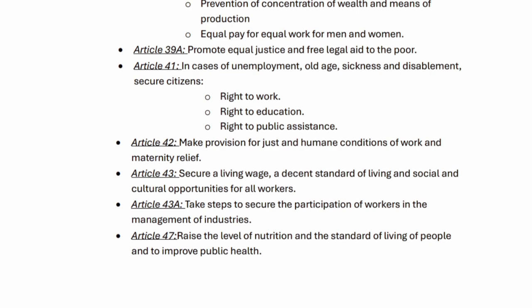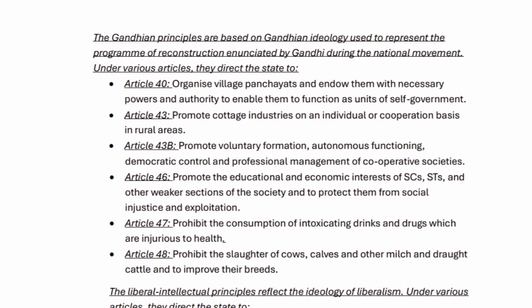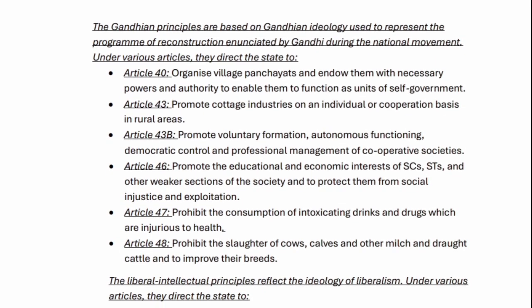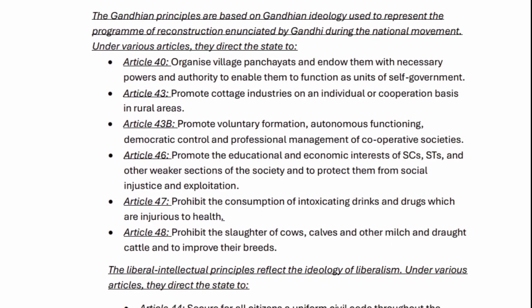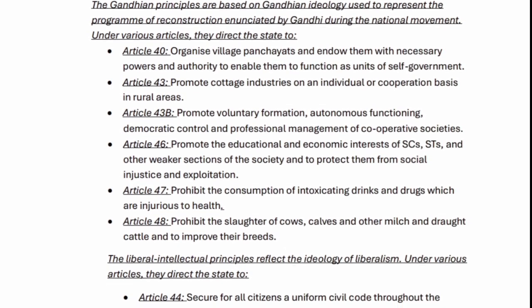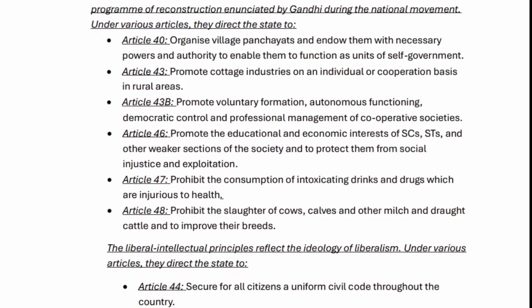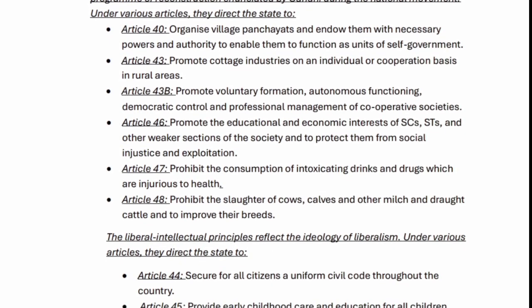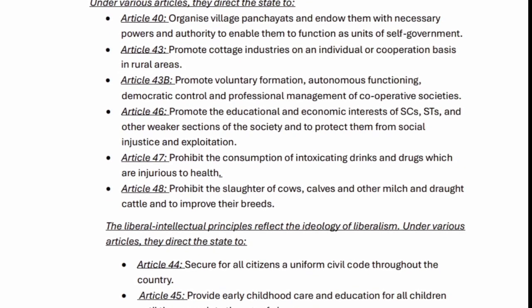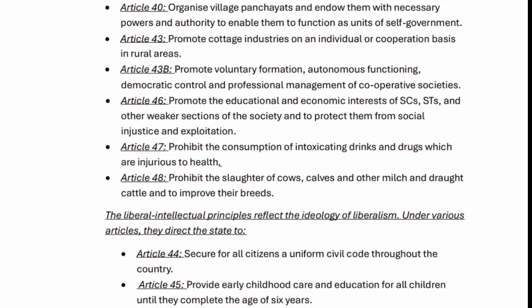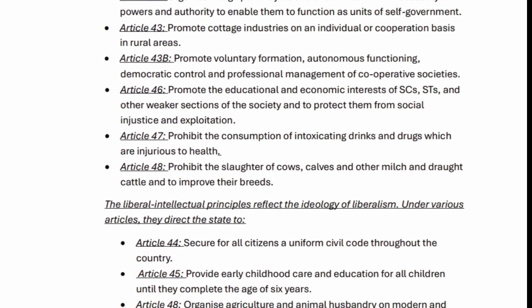The Gandhian principles are based on Gandhian ideology and represent the program of reconstruction enunciated by Gandhi during the national movement. Under various articles, they direct the state to: Article 40. Organize village panchayats and endow them with necessary powers and authority to enable them to function as units of self-government. Article 43. Promote cottage industries on an individual or cooperative basis in rural areas. Article 43B. Promote voluntary formation, autonomous functioning, democratic control and professional management of cooperative societies.